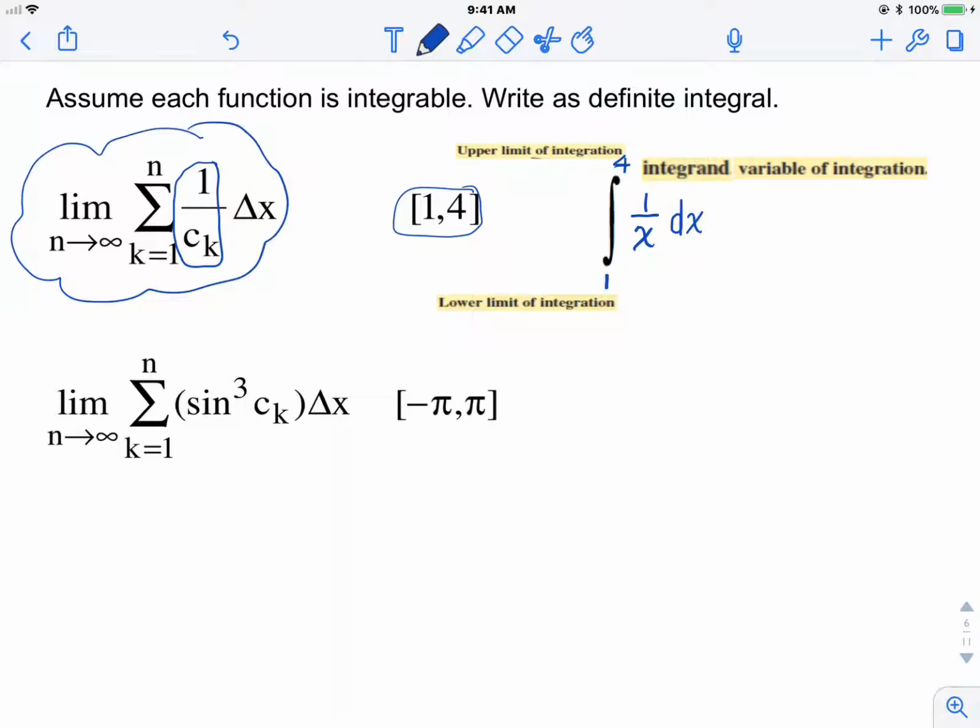dx. So 1 over x is the function, the integrand, where we get all the heights of our rectangles. And x is our variable of integration. It's where we get all the bases for our rectangles. And that's your final notation. So let's try it on this next one. Why don't you pause the video, see if you can switch it into that notation and come back.